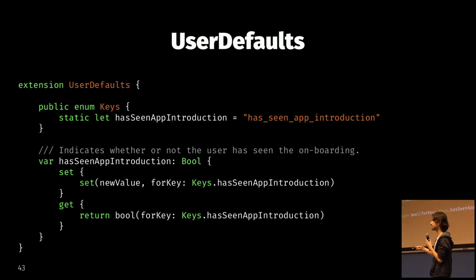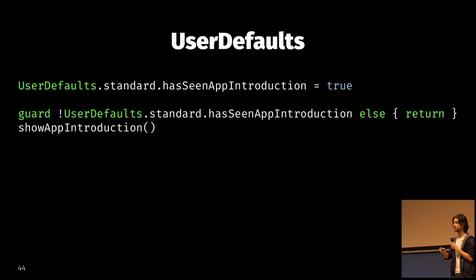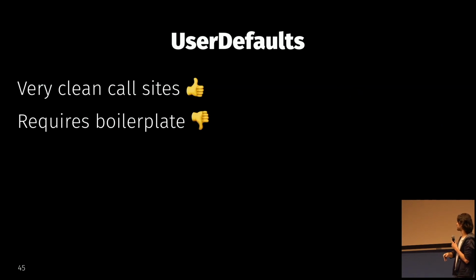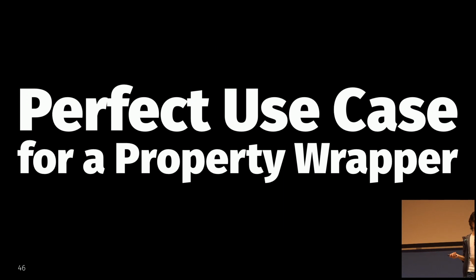The downside is that every time we add a new value in the UserDefaults, we need to write a new computed variable, and we need to write again the setter and the getter. On the other hand, when we actually use this code, the ergonomics at the call site are awesome. So very clean call site, but boilerplate. And when you have this situation, it's a sign that a property wrapper can really help you, because this is what they're good at: maintaining a clean call site while reducing boilerplate. So it's a perfect use case for a property wrapper, so let's implement it.